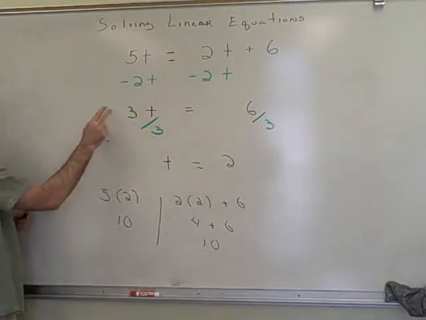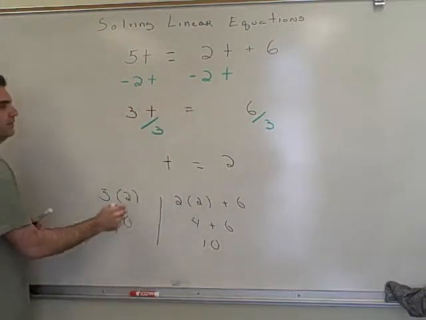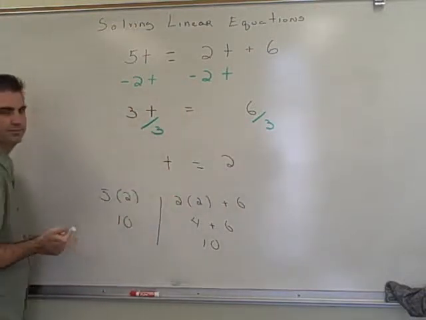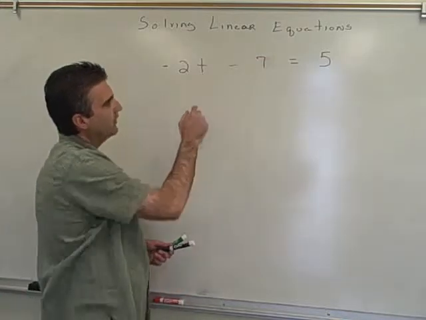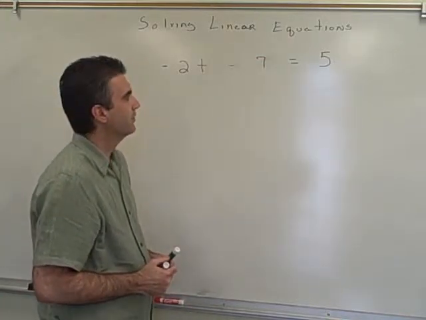We've used the principle of equality twice: first subtracting 2t and then dividing by 3. Okay, for our second example, we'll try the linear equation negative 2t minus 7 is equal to 5.